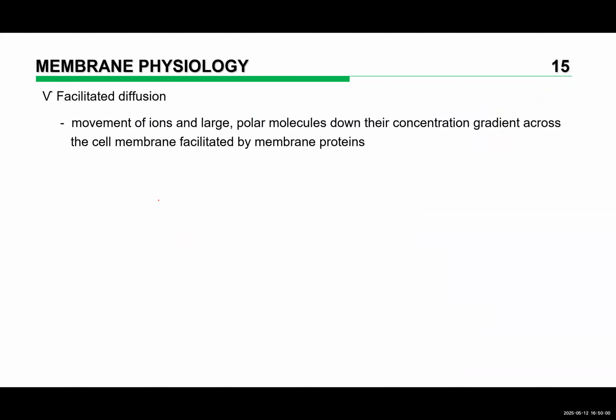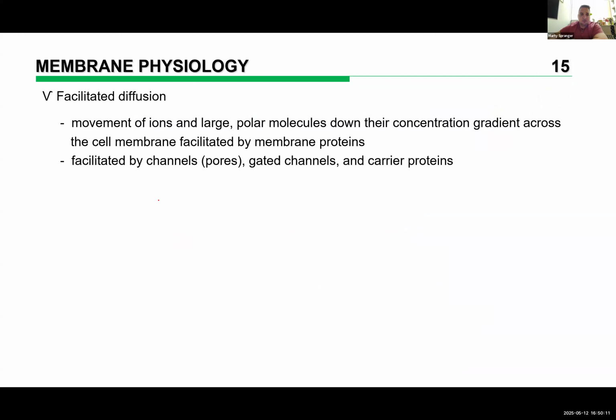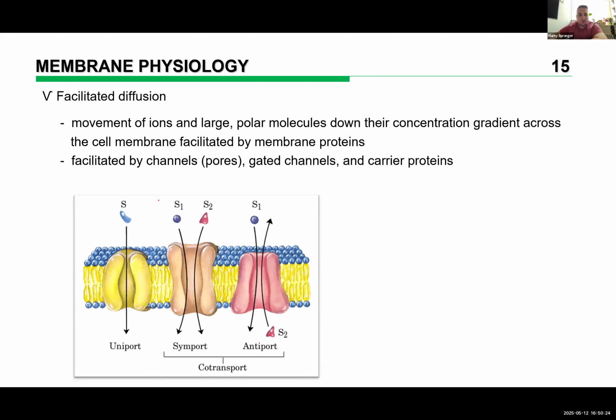All right, let's look at facilitated diffusion, movement of ions and large polar molecules down their concentration gradient across a membrane facilitated by membrane proteins. So this can be facilitated by channels in the membrane that we often call pores or gated channels, carrier proteins. And we were talking about those when we were talking about the functional classes of proteins. So here's a really good example of some facilitated diffusion. And these are carrier proteins here.